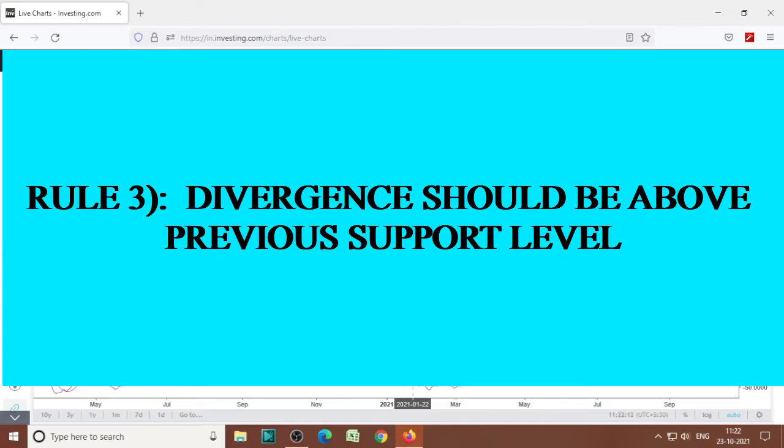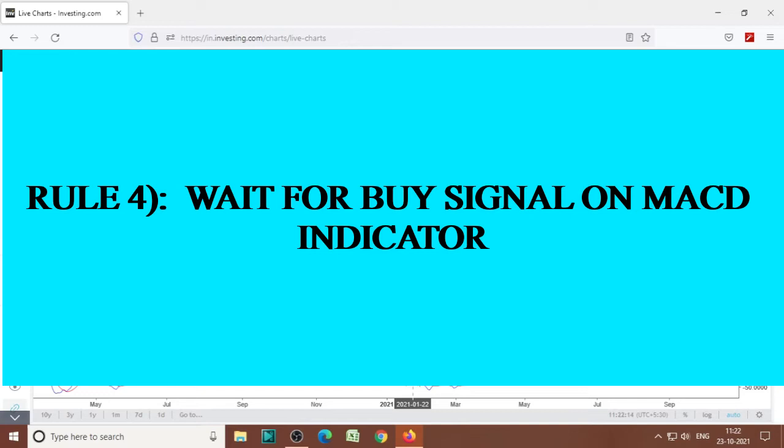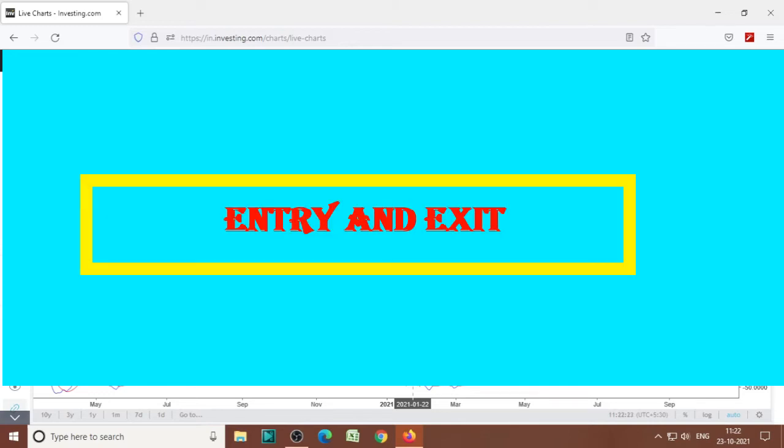And our fourth rule will be to wait for the buy signal in the MACD indicator. So this is the setup, guys. Now let's talk about entry and exits.